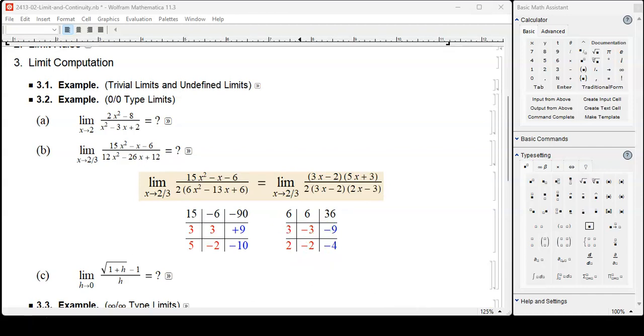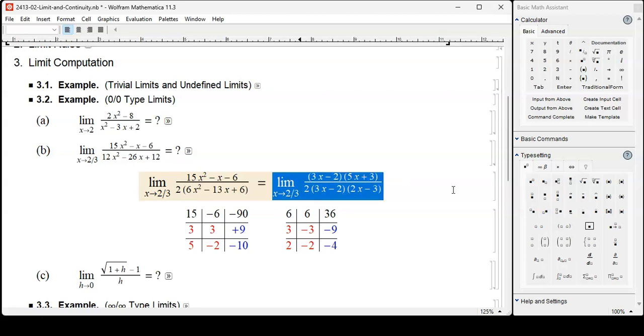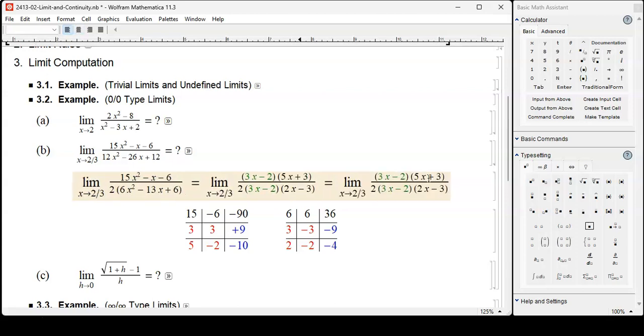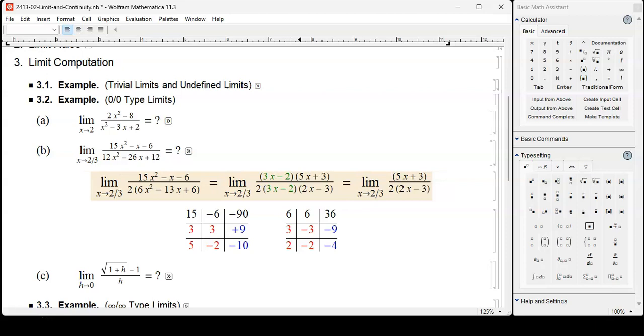And then do you have a simplification? Well, yes, you do. This one here, which I just highlighted in green, and this one down here, they cancel each other out. And what's left is this. That's out, and that's out. And the resulting limit is no longer a 0 over 0 type limit. You can plug in x equal to 2/3 and do your computation.